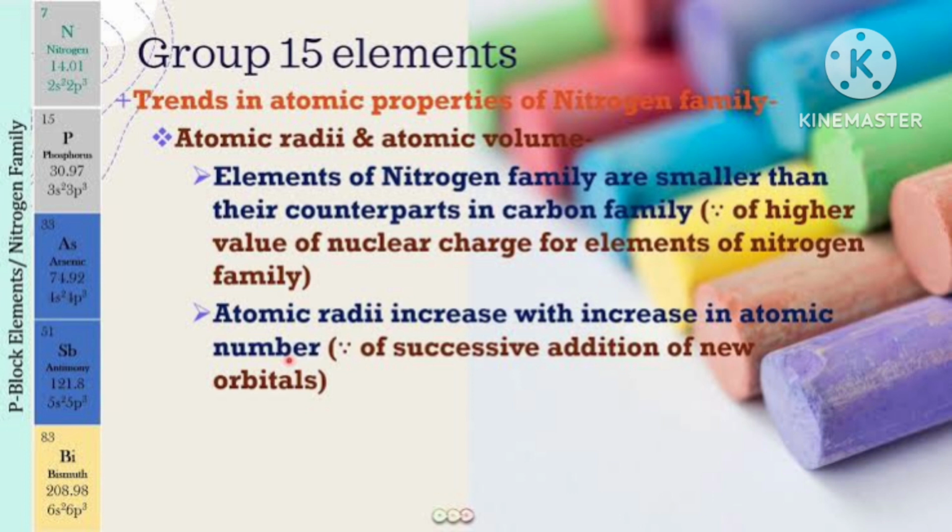In the corresponding periods, this question about ionization enthalpy is actually asked, that's why I want to tell you. Ionization enthalpy decreases down the group due to gradual increase in atomic size. Because of the extra stable half filled p orbitals, electronic configuration and a smaller size, the ionization enthalpy of group 15 elements is much greater than that of group 14 elements in the corresponding periods.